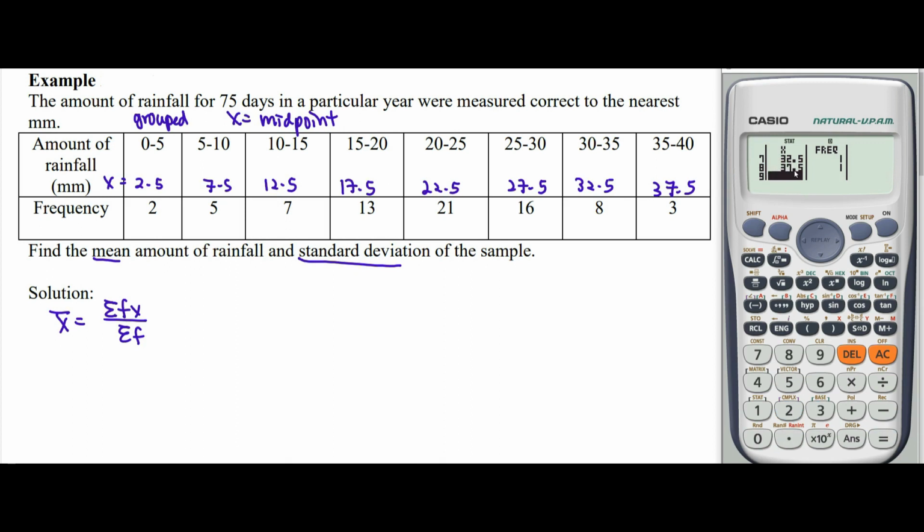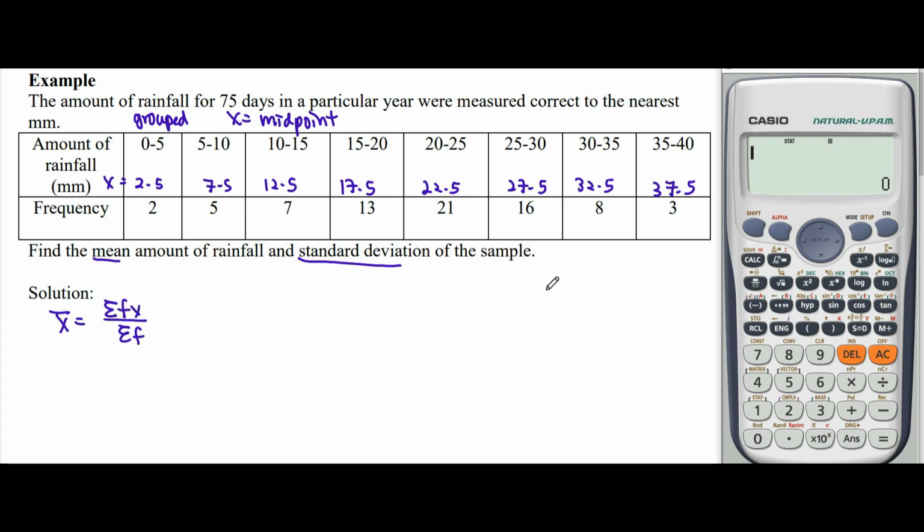We have 8 classes, 1, 2, 3, 4, 5, 6, 7, 8. Then we move on to the frequency column to plug in our frequency: 2, 5, 7, 13, 21, 16, 8, and 3. So then we're going to minimize this display. The current display here, we press AC.